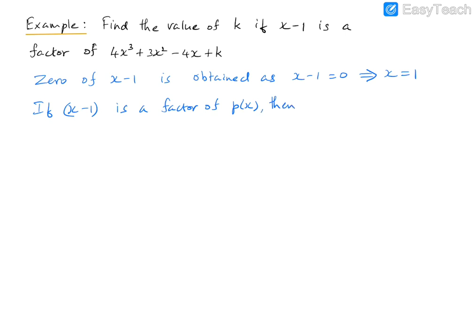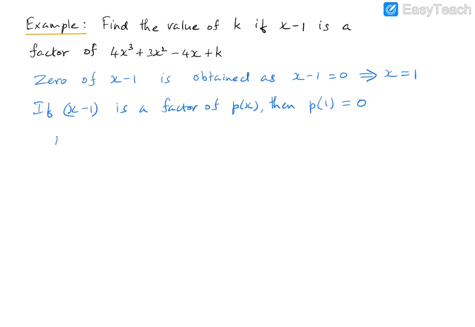then p of 1 should be equal to 0. That is what the factor theorem states. So if we have a binomial as a factor of a polynomial, then the remainder must be 0. So we basically have to evaluate this polynomial at x equal to 1 and equate it to 0.